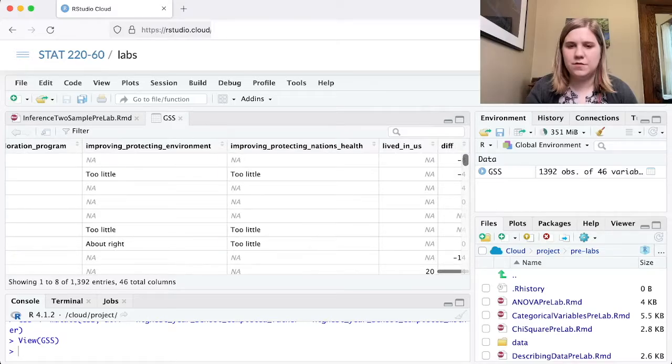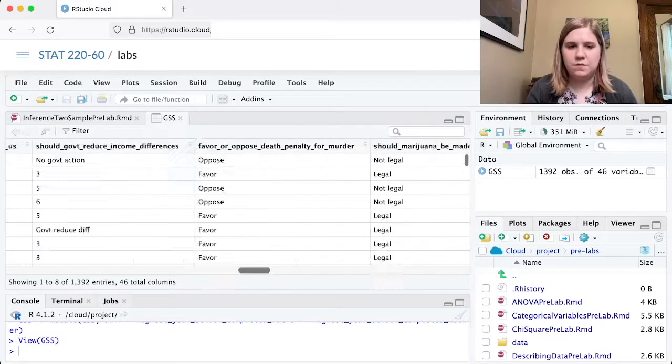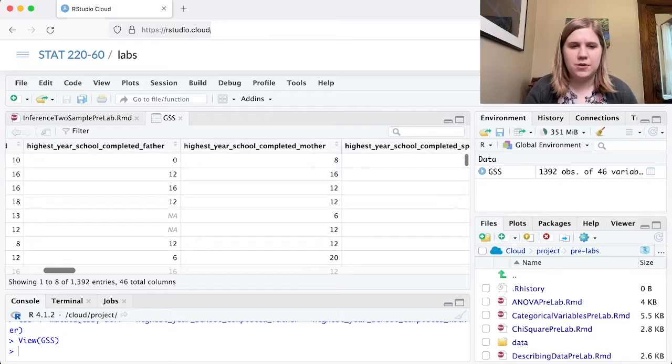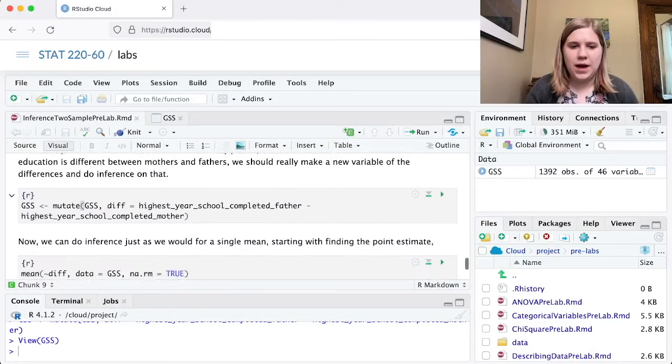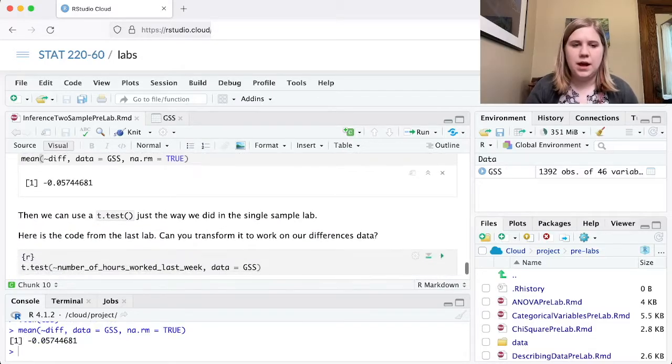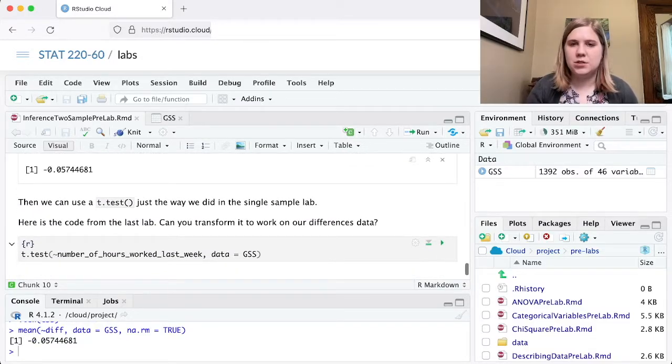So the first person has a difference of -8. The second one has a difference of -4. And we could see why that is. Okay, the father, 0 years of schooling. Mother, 8 years of schooling. 0 minus 8 is -8. And now that we have just one variable, we could do inference just like we would for a single mean, like last week. So we could find our point estimate, and we could do a t-test just like we did in that single sample lab.